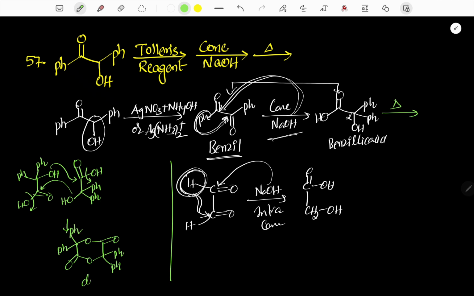So it is called dilactide. So it is our final product. The first reaction is Tollens reagent. Second reaction is benzylic acid rearrangement, similar to intrakinase, and third reaction is lactone formation. Alpha hydroxy acid, if you heat, 2 moles granted.